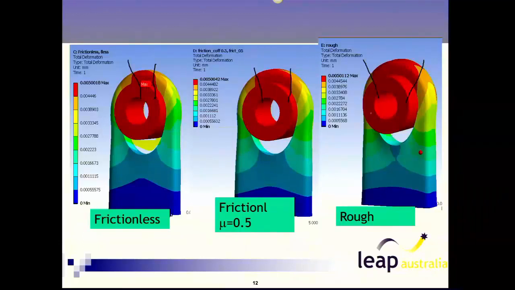A rough contact you can think of as an infinite friction coefficient, so you can't have any sliding motion going on. But if you get a negative contact pressure, or a tensile pressure across your contact interface, the parts will come away from each other, and you'll get a gap starting to form.